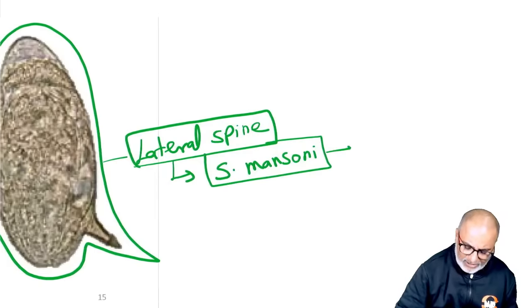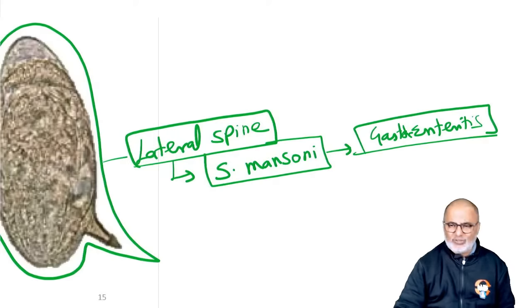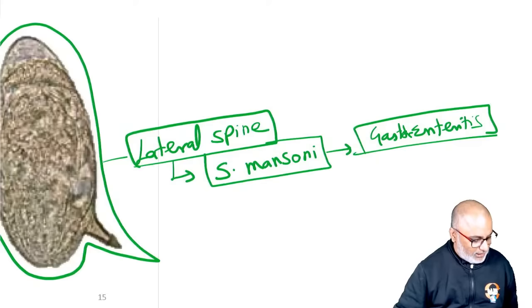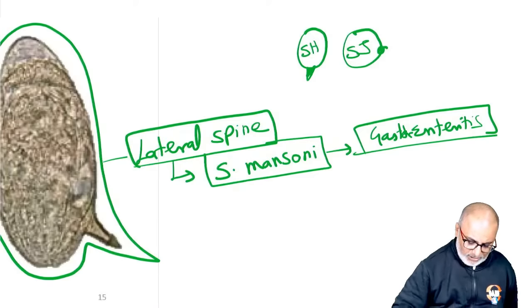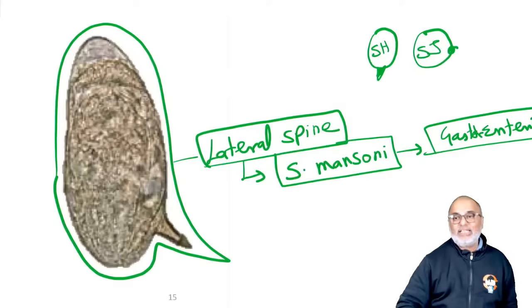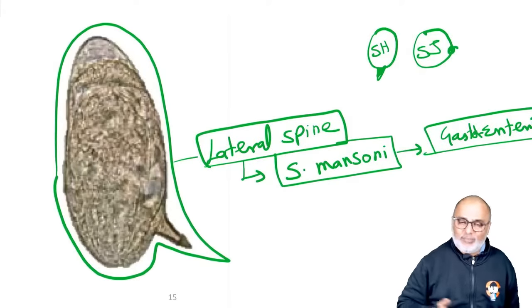Schistosoma mansoni mainly causes gastroenteritis. It is associated with portal hypertension also. It is not haematobium, my dear. Haematobium has a terminal spine. Please remember, haematobium is terminal. And knob-like structure is Schistosoma japonicum. Schistosoma haematobium terminal. This is Schistosoma mansoni, Manson's blood fluke. It is associated with diarrhea-like features and portal hypertension.